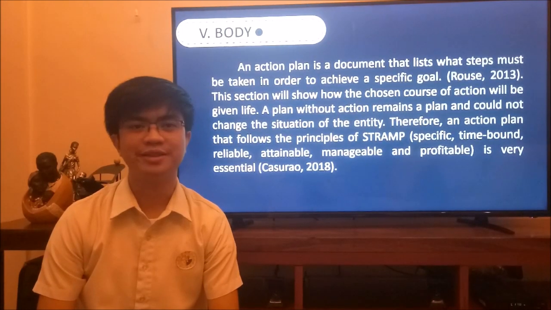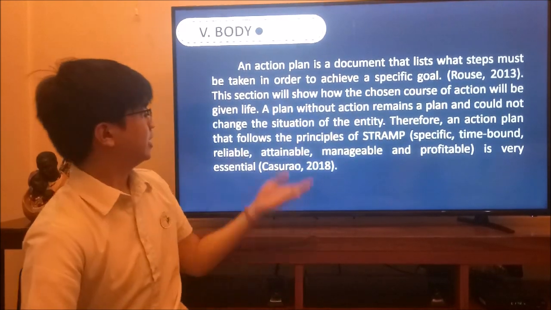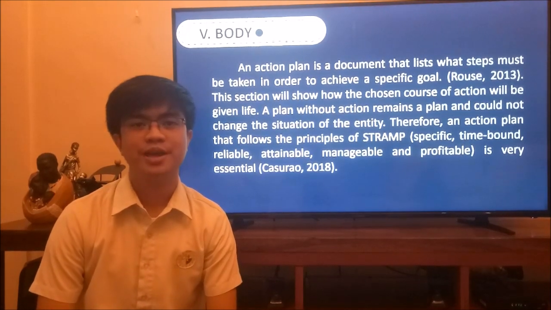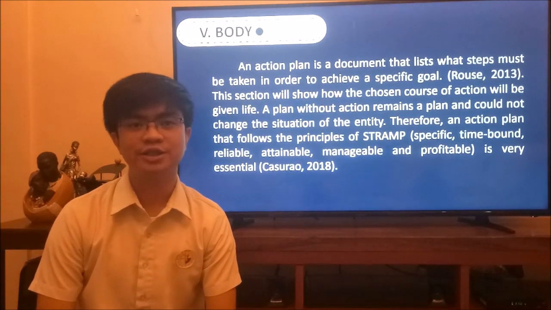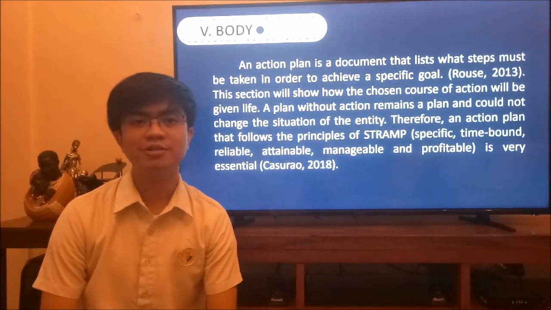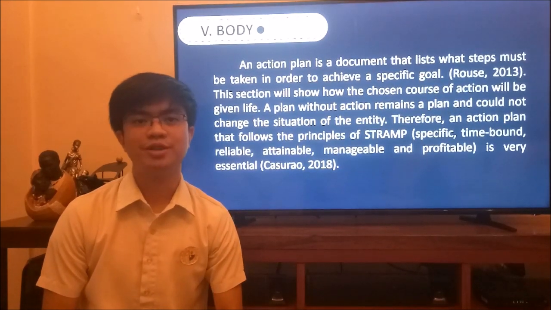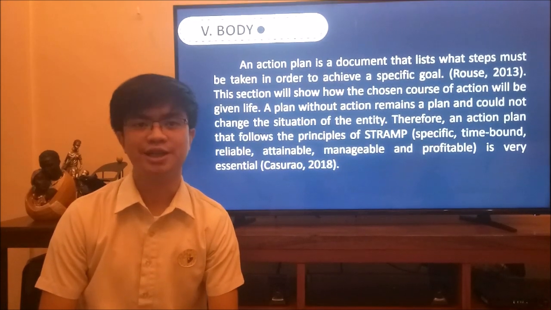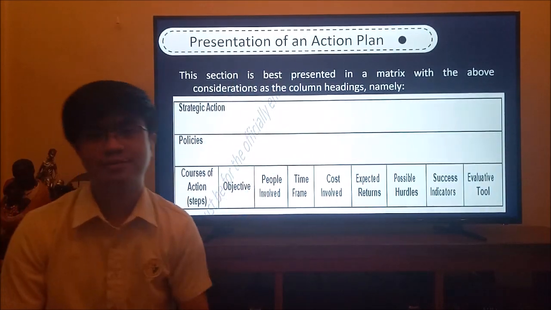An action plan is a document that lists what steps must be taken in order to achieve a specific goal. This section will show how the chosen course of action will be given life. A plan without action remains a plan, and therefore could not change the situation of the entity. Therefore, an action plan that follows the principles of STRONG, meaning specific, time-bound, reliable, attainable, manageable, and profitable, is very essential.